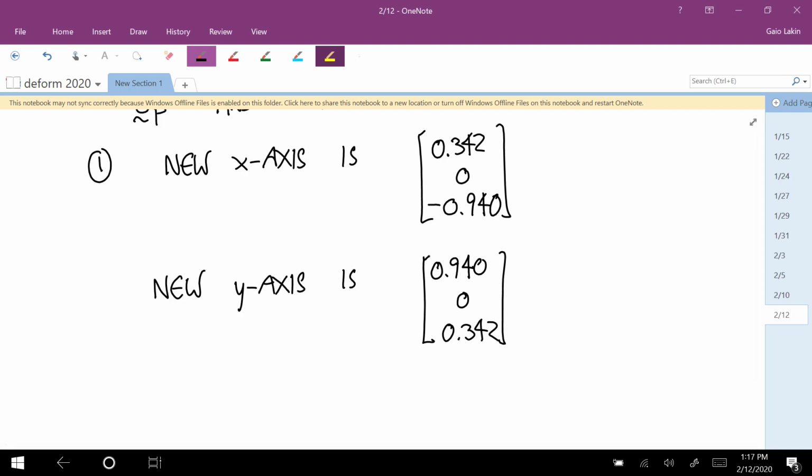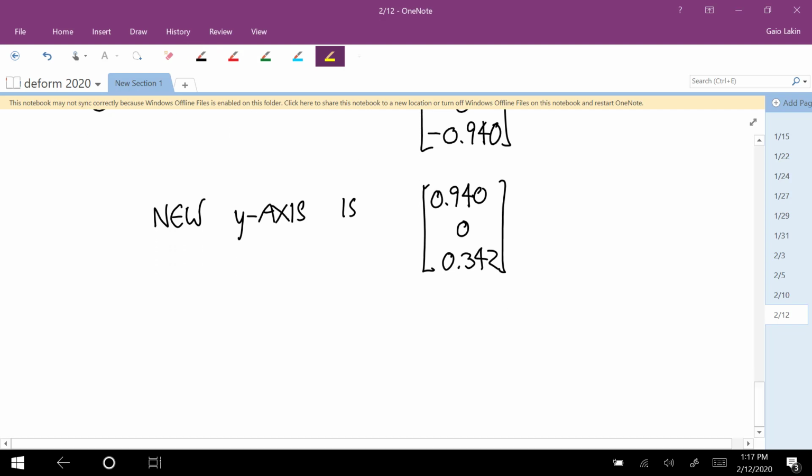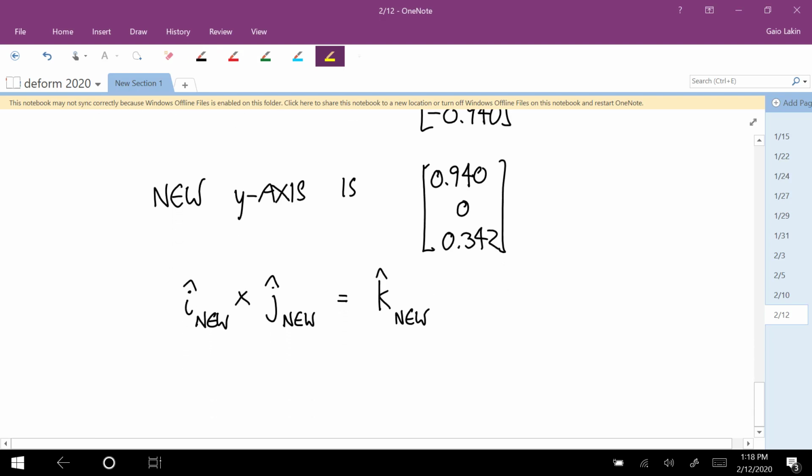So you can just take the cross product of, so let me write it like this. You can take this new x-axis, cross it with the new y-axis, and that has to give you the new z-axis. Can someone take the cross product between those two?